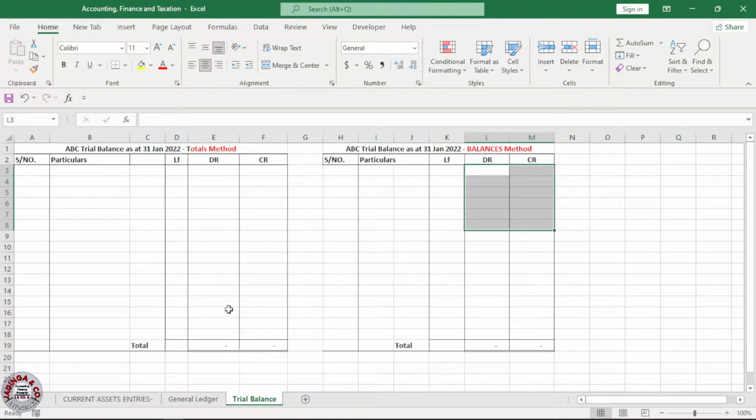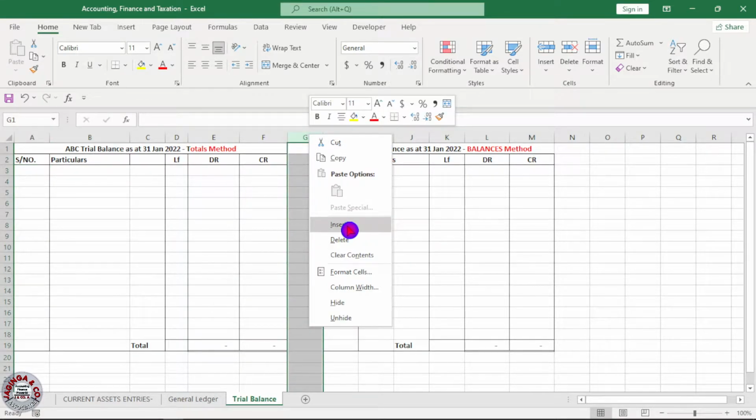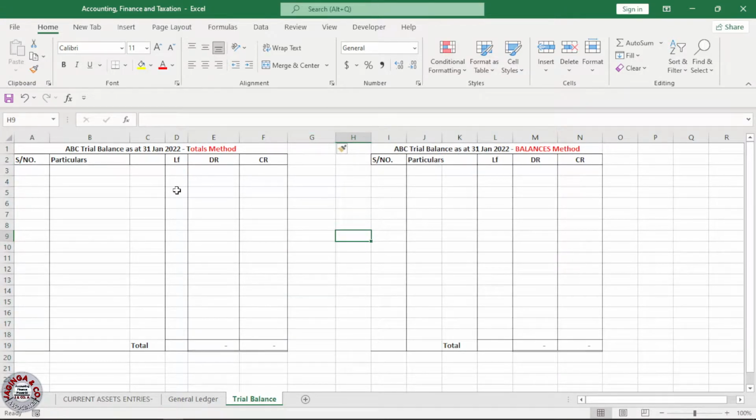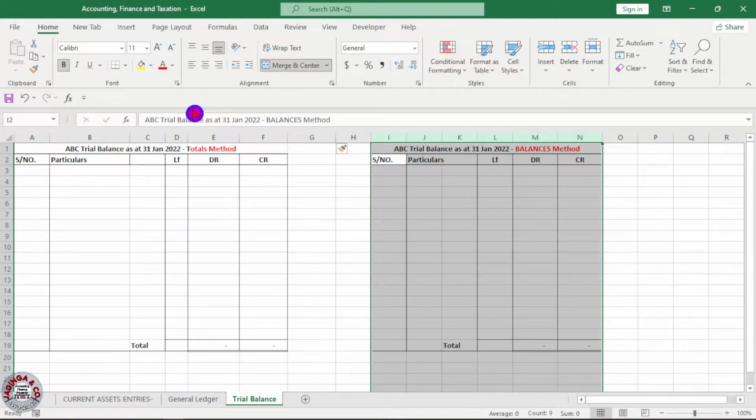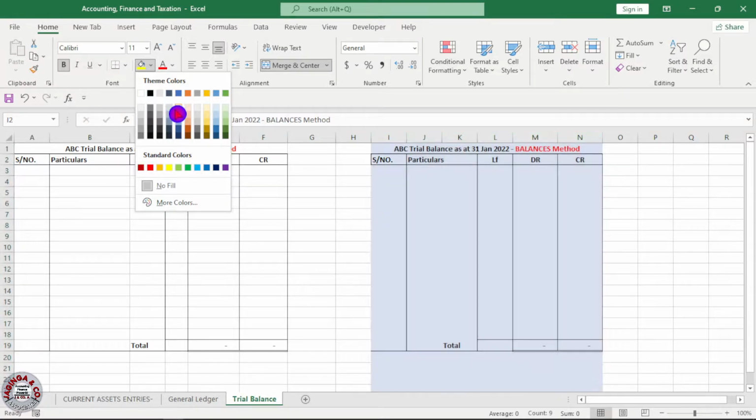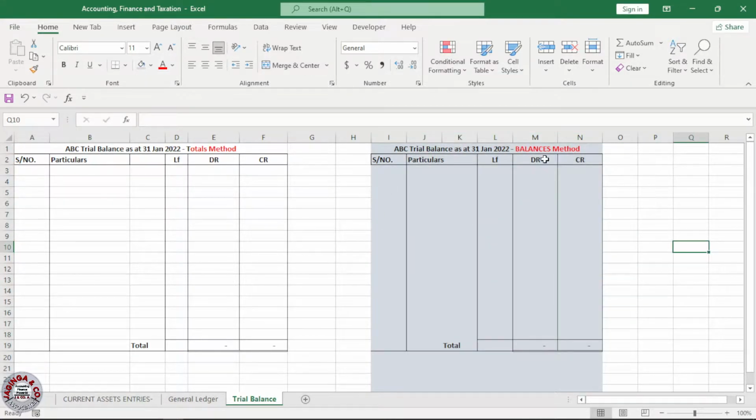So we want to start with capital account, and our serial number here is 1. The first trial balance here is totals method, and this other one is for balances method. Let me highlight this one with this color to make it more different. So this is our balances method, and this other one is totals method.